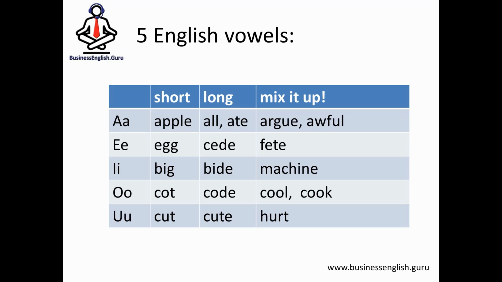Let's have a look. A in argue and awful sounds very different to apple and ate, doesn't it? E, fate, a French word, so it doesn't even have an e sound at all. It's an a sound, fate. I in machine sounds like an e, doesn't it? And let's look at O. If we double it, we get 2 different sounds, a long sound as in cool and a short sound as in cook. And then there is U. If we add an R in words like this, we have hurt. It's more of an er sound than an a or u sound.